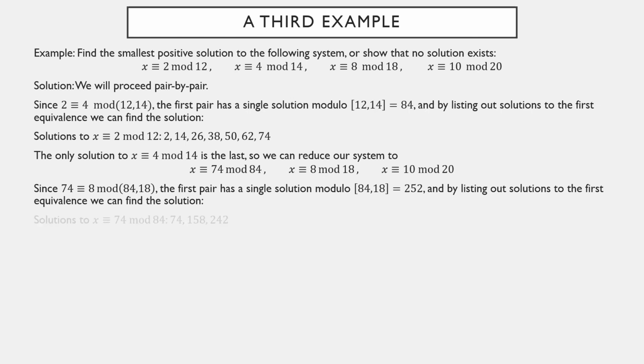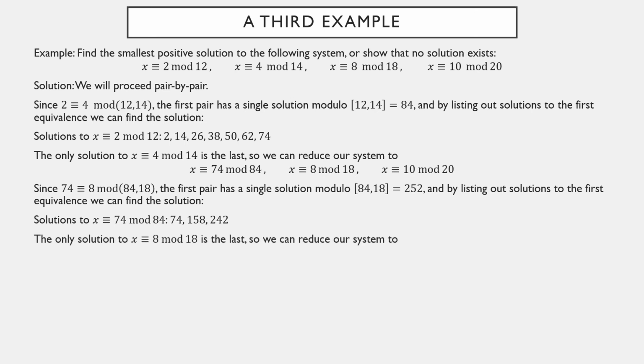So we list out solutions to one of them. Some numbers equivalent to 74 modulo 84. 74, keep adding 84. 158, 242. And 242 is equivalent to 8 modulo 18. Therefore, this pair of equivalences, x equivalent to 74 mod 84 and 8 mod 18, can be replaced with just the one, 242 mod 252.